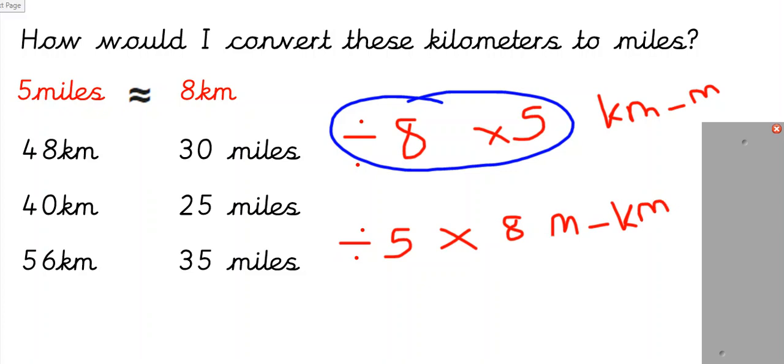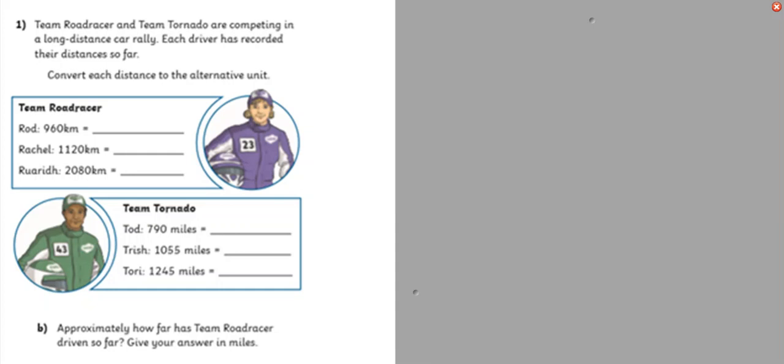Let's have a look at the next one. So, Team Road Racer and Team Tornado are competing in a long-distance car rally. Each driver has recorded their distances so far. So our first task is to convert each distance to the alternative unit. So remember, miles to kilometres, you would divide by 5, and then multiply by 8.